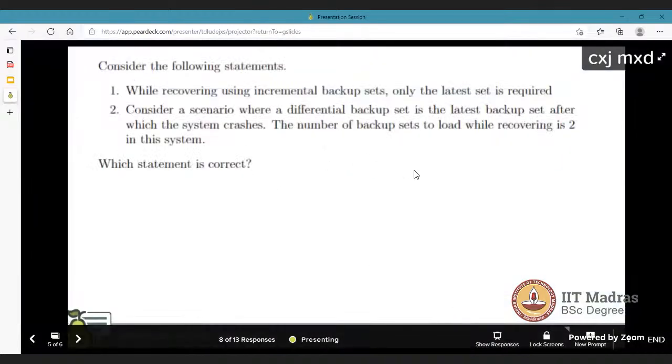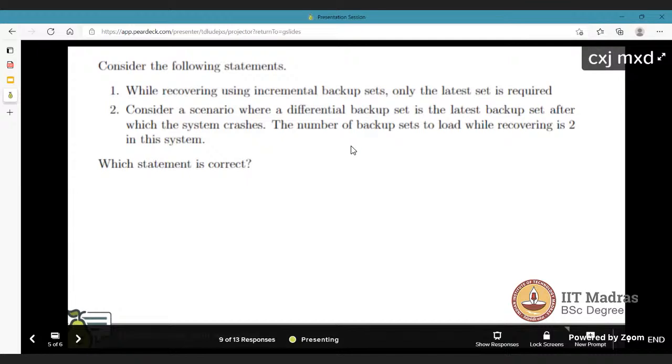Actually, I have a doubt on the second statement, but the first statement is correct, right? Yeah, the first statement is correct. I have a doubt about the second statement. I mean, the differential backup is saying that the backup set after which the system crashes, right? By definition, I'm not clear with statement two.